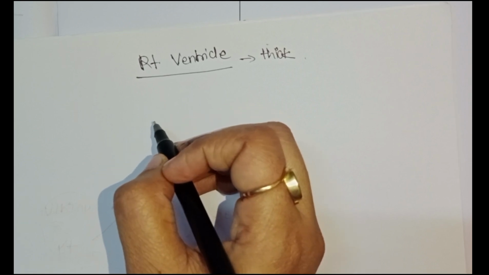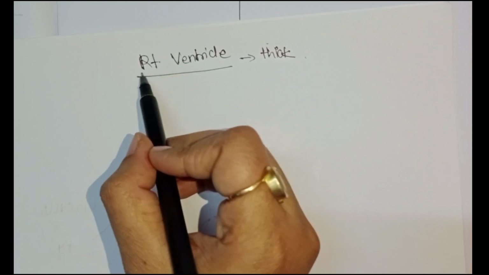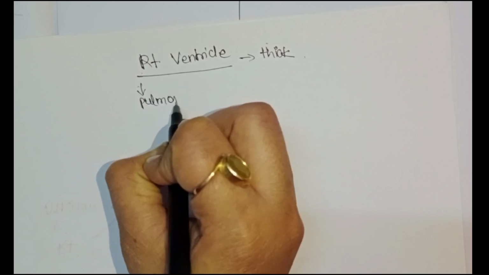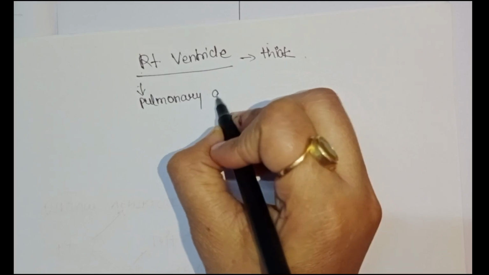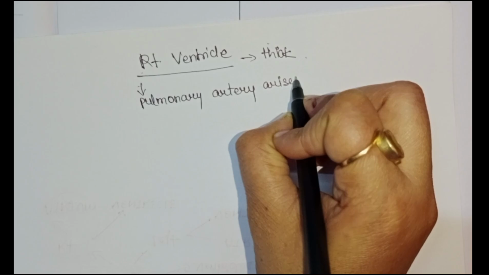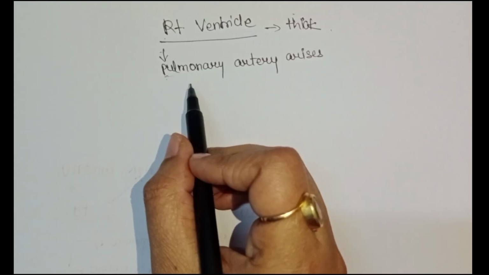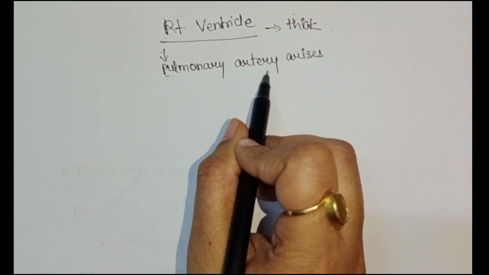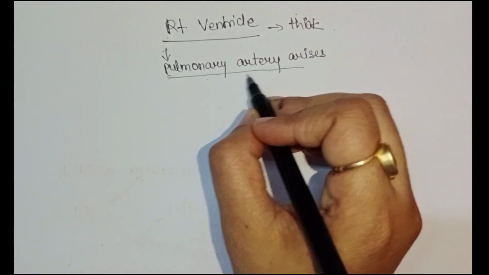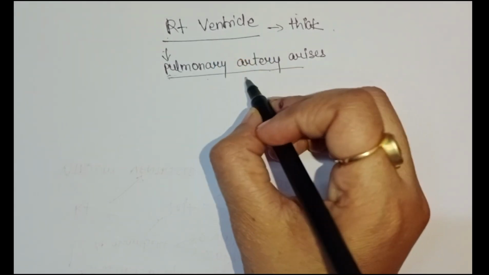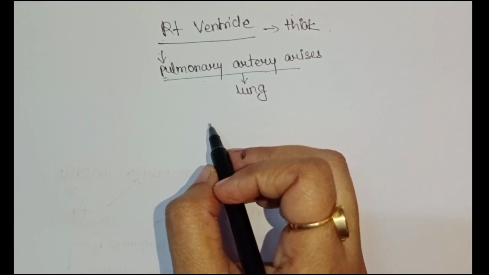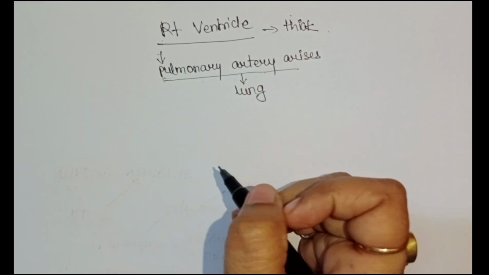From the right ventricle, the pulmonary artery arises. It carries the venous blood from the right ventricle to the lungs. The pulmonary artery carries the venous blood from the right ventricle to the lung. And in the lung, the deoxygenated blood is oxygenated.